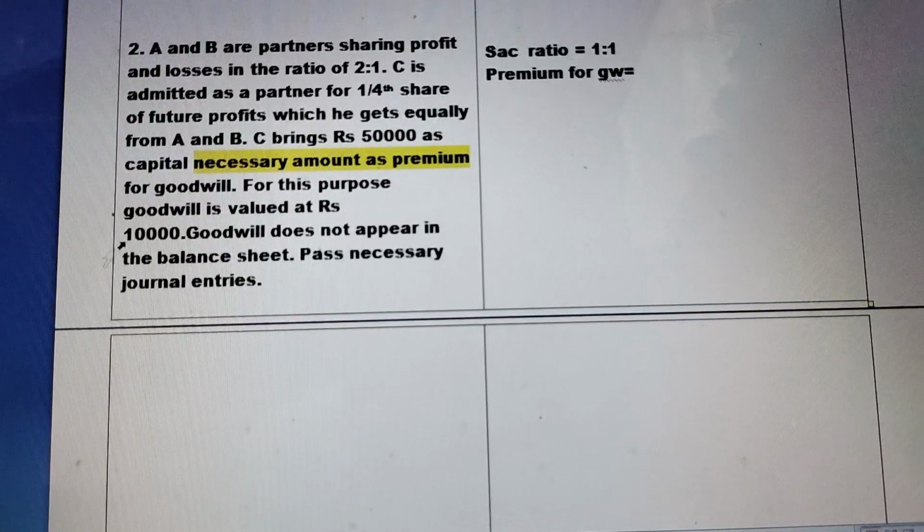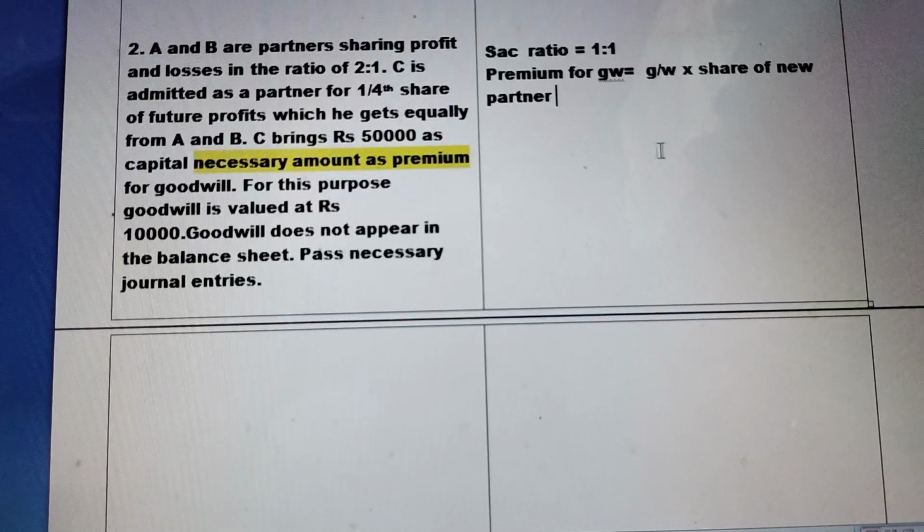For this purpose, goodwill is valued at rupees 10,000. Goodwill does not appear in the balance sheet. That is, there does not exist the old value of goodwill. So in the previous balance sheet, there is no goodwill. Okay, but for the purpose of calculating premium, goodwill is valued at 10,000.